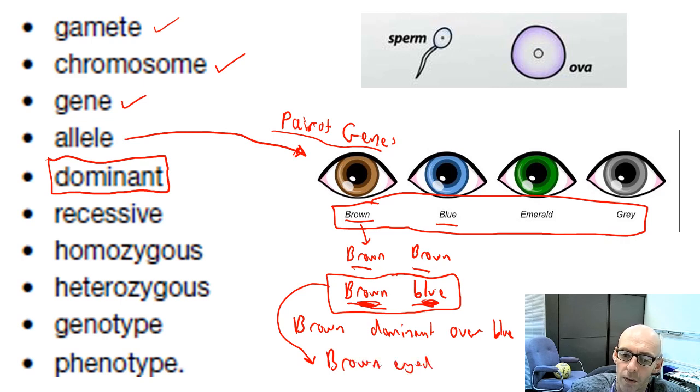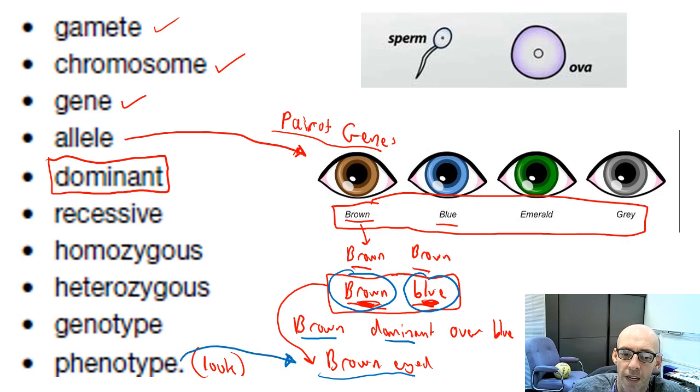That's how they would look. That, how you look, is called your phenotype. So, if you're this person and you received a brown gene from one parent, a blue gene from the other parent, brown is dominant over blue, therefore you are brown-eyed. You look brown-eyed. The physical appearance of that inheritance is brown-eyed.